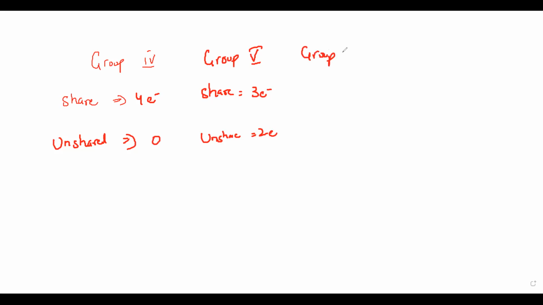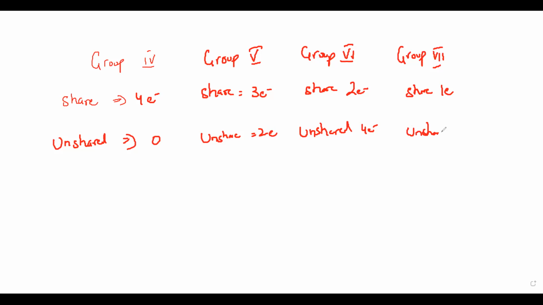For group 6, they will share 2 electrons and the unshared will be 4. So 6 electrons are already there. Out of 6, they will use 2 in sharing, and the remaining 4 will be unshared. So the total sum will be 8. And group 7 will share only 1 electron, and the unshared will be 6 electrons. About group 8, because it already has a complete shell, it does not tend to share electrons.